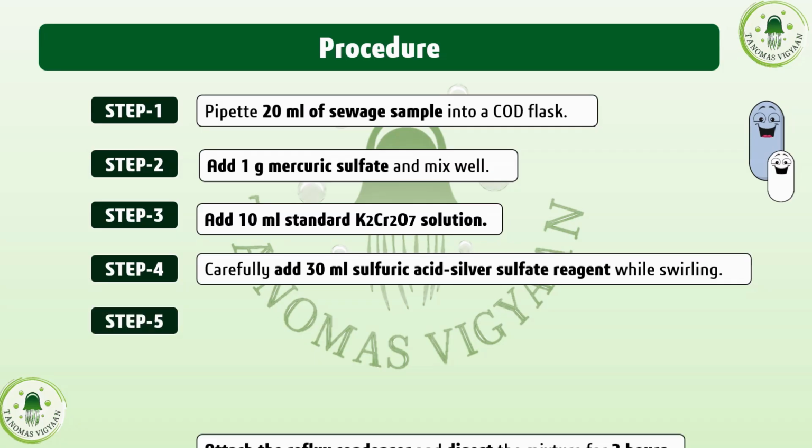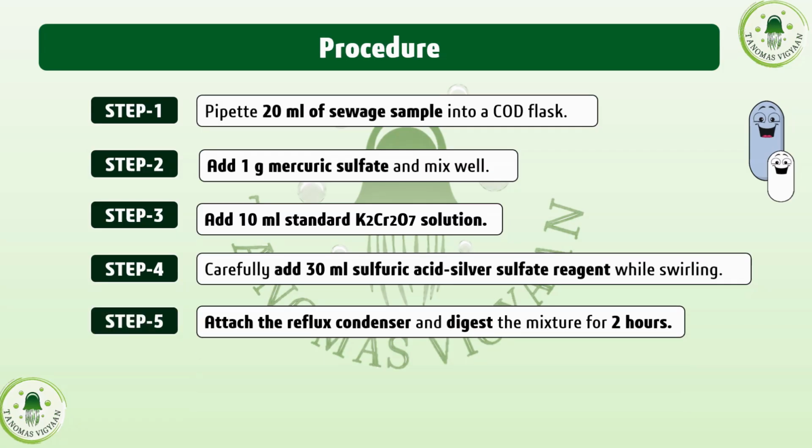Now in step 5, you have to attach the reflux condenser above this COD flask and keep it for digestion in the COD digester for 2 hours. You do the digestion for 2 hours at a temperature normally 150 to 155 degrees Celsius, or you can simply put it in a water bath for digestion purpose for 2 hours. You can set the temperature and keep it for 2 hours.